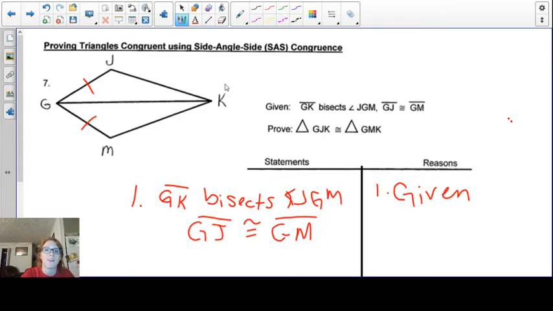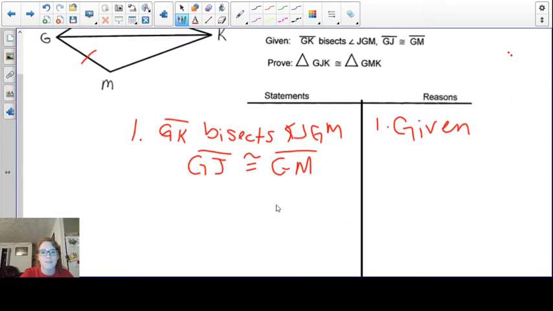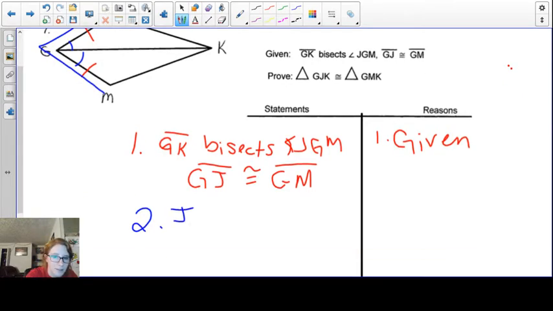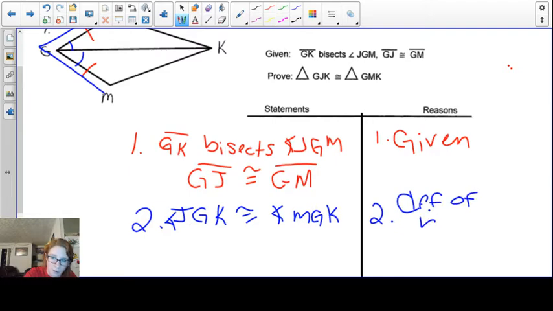So I've used that part, but have I talked about that bisect part yet? Well, what does the definition of bisect mean? Well, bisect means it cuts something in half. So if GK right here bisects J to G to M, that means that this angle has to be equal to this angle. So how do I write that? I say JGK is congruent to angle MGK.